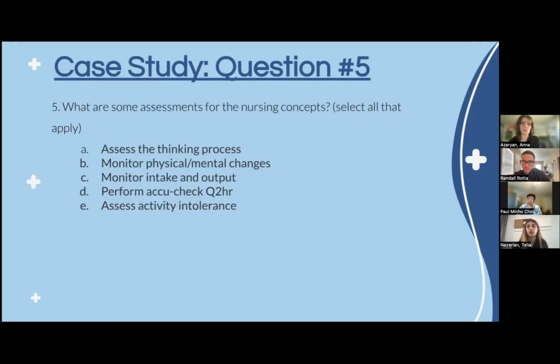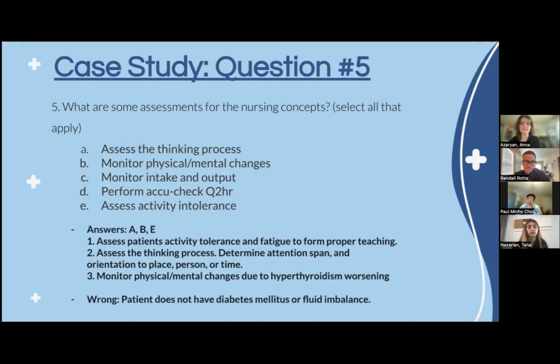Number 5, what are some assessments for the nursing concept? Select all that apply. All right, it's going to be A, B, and E. Assess the patient's activity tolerance and fatigue to form proper teaching. Assess the thinking process, determine attention span and orientation to place, person, or time. Monitor physical and mental changes due to hyperthyroidism worsening. And the other answers are incorrect because the patient does not have diabetes or fluid imbalance currently.